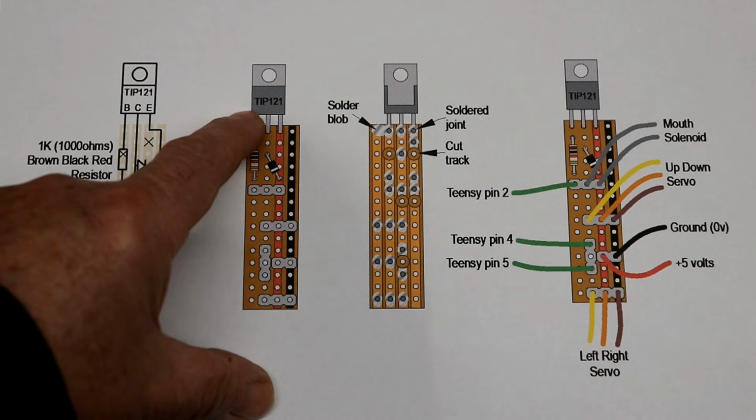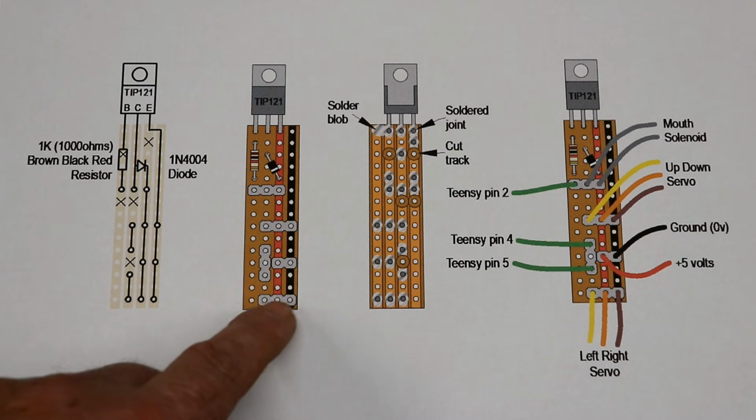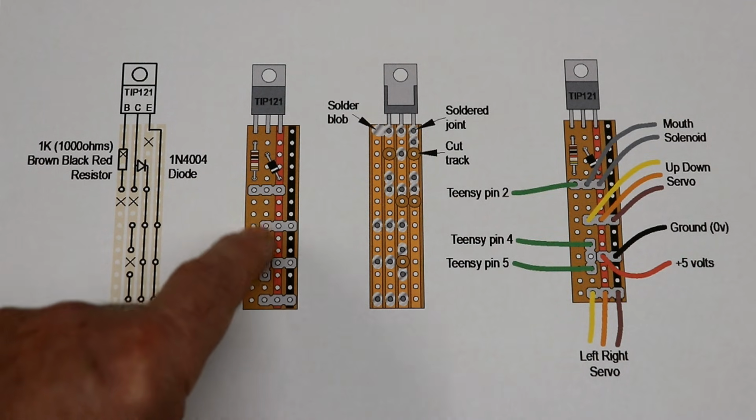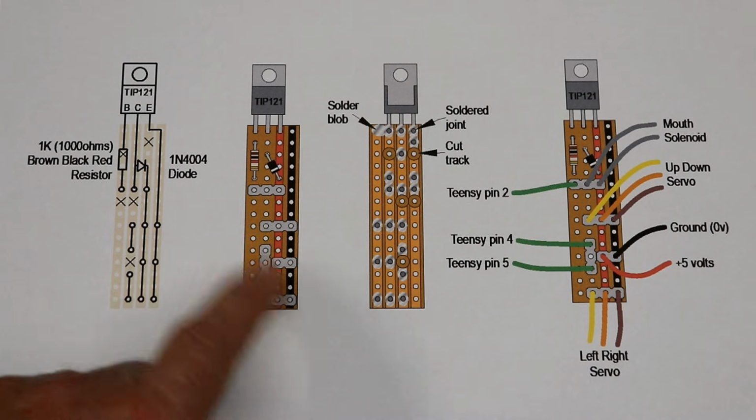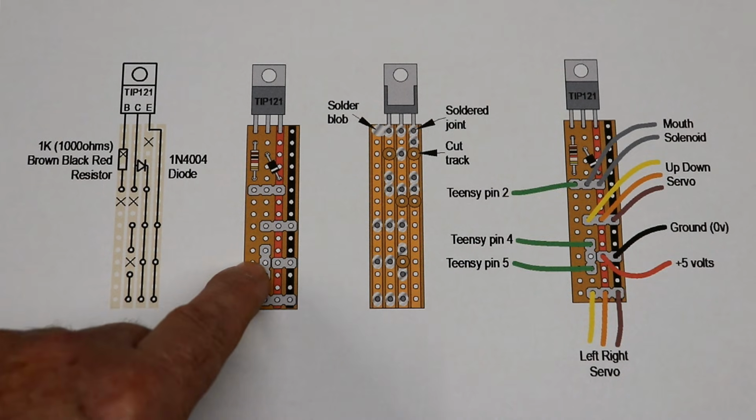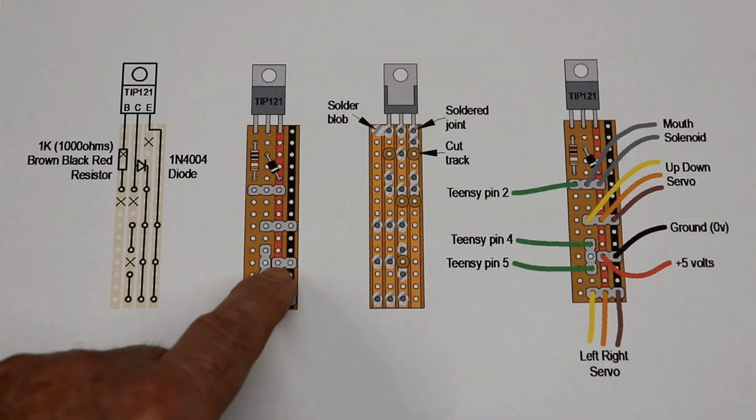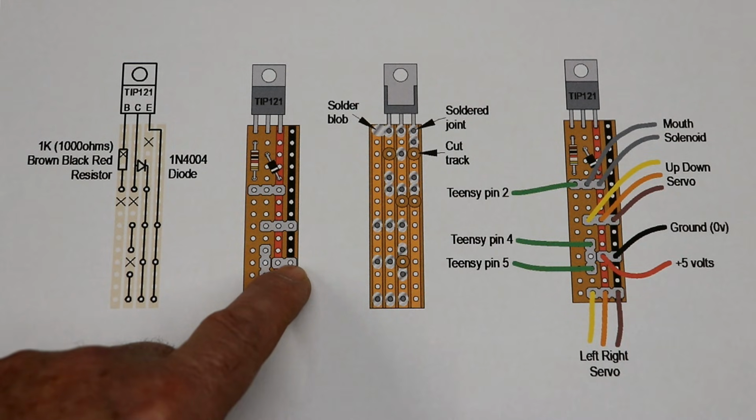This is what it looks like once it's soldered together with the header pins connected in. So you've got a servo motor there, you've got the two outputs from the Teensy for the servo motors and a point to connect plus 5 volts and 0 volts ground.